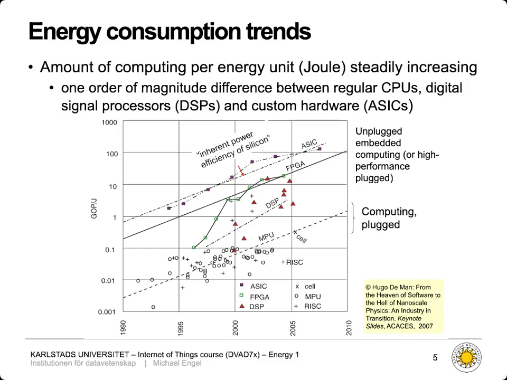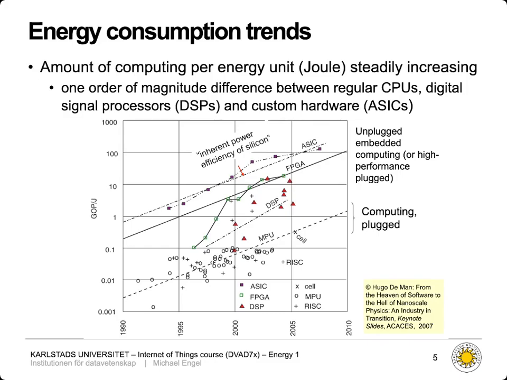So the lowest line with MPU written next to it is our traditional microprocessors and microcontrollers. As we can see, these are relatively energy inefficient because they have to execute everything in software. So software is relatively slow. Then we have specific hardware on top, like FPGAs. FPGAs are programmable logic chips, so we can implement parts of an algorithm in parallel hardware.